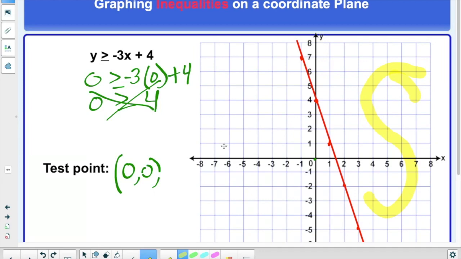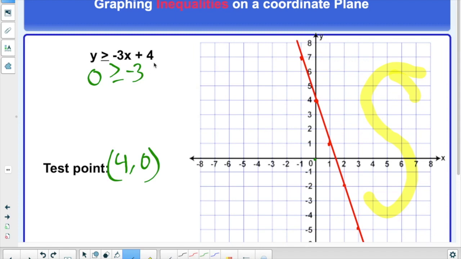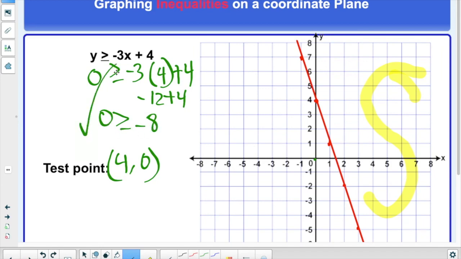And if I want to test out another point, I can do that, just to make sure that it actually does work and I didn't make a mistake somewhere. So let's test out 4, 0 again. My y value is 0, my x value is 4. This is negative 12 plus 4, which is going to be negative 8. So is 0 greater than or equal to a negative number? Yes, it is. So I definitely shaded in the correct area. And please remember, because I just forgot, please remember to put your arrows on your lines.